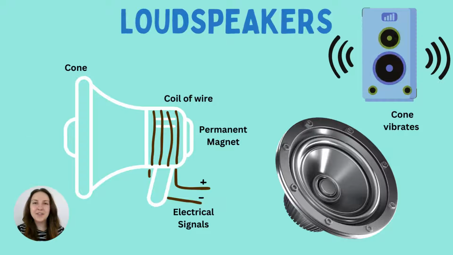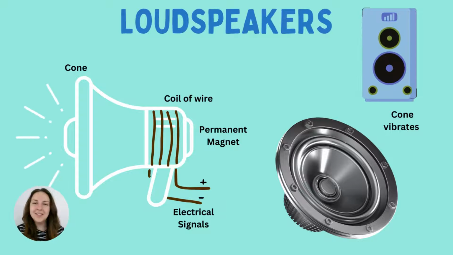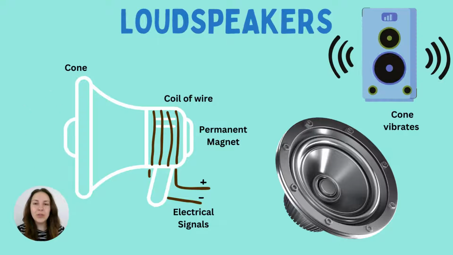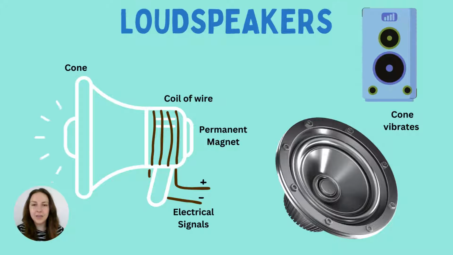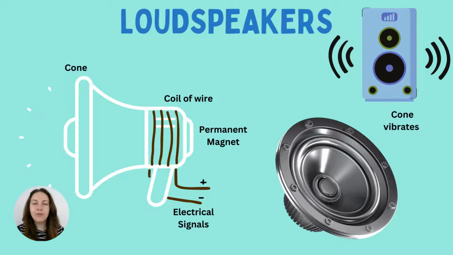So let's have a look at the structure of loudspeakers and how this links to their function. The first thing you want to do is notice there's different components to a loudspeaker. We've first got the electrical signals coming into the loudspeaker device, and this is what carries that flow of charge, that current. And as you can see, the wires are actually coiled around a permanent magnet, and that's what makes that electromagnet section. That's what allows for the magnetic field to be produced, and therefore the motor effect.